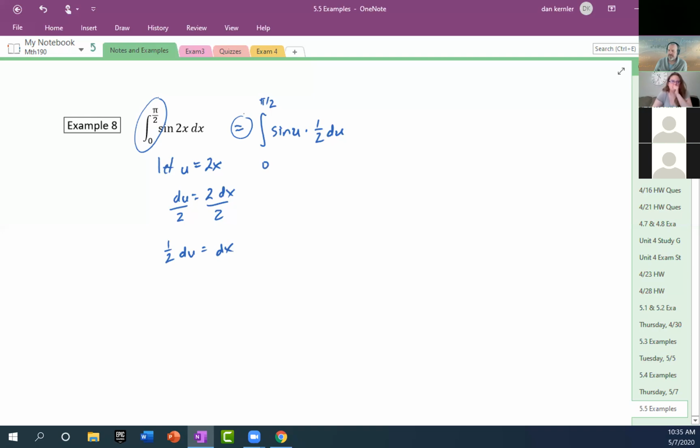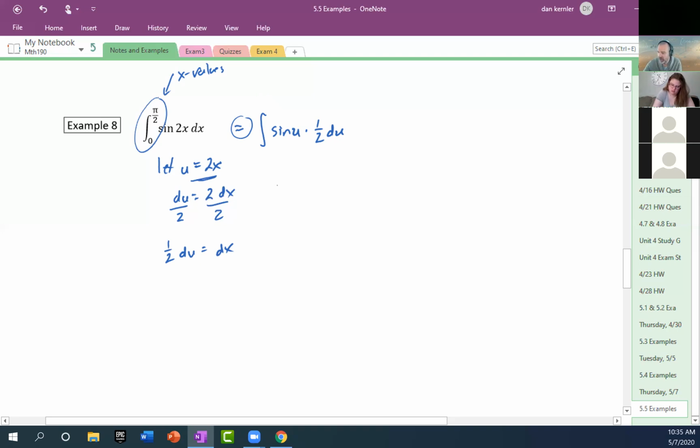The integral from 0 to pi over 2, that's wrong because that's for x, and we have u's. See, these are x values. That's exactly it, Haley. These are x values. x goes from 0 to pi over 2. So what we need to do is erase the limits. We need to figure out what the u bounds would be. And what I do for that is, well, u is just double x, so I kind of think of it like a function.